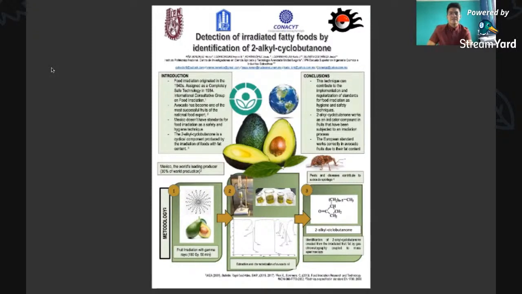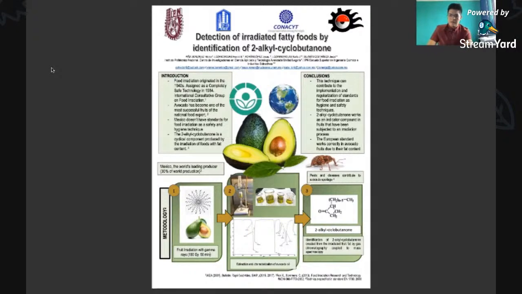Avocado is classified as an oleaginous fruit with a high content of oil and intermediate in water. It is rich in protein and fat, with oil content of 10 to 20%. All these qualities are very helpful and applicable to the technique used. To identify irradiated avocados, this project proposes the detection of 2-alkyl cyclobutanol in the oil obtained from this fruit.